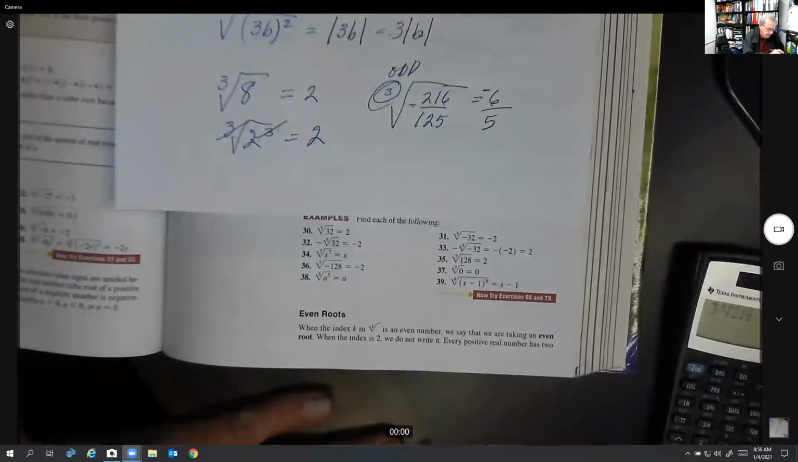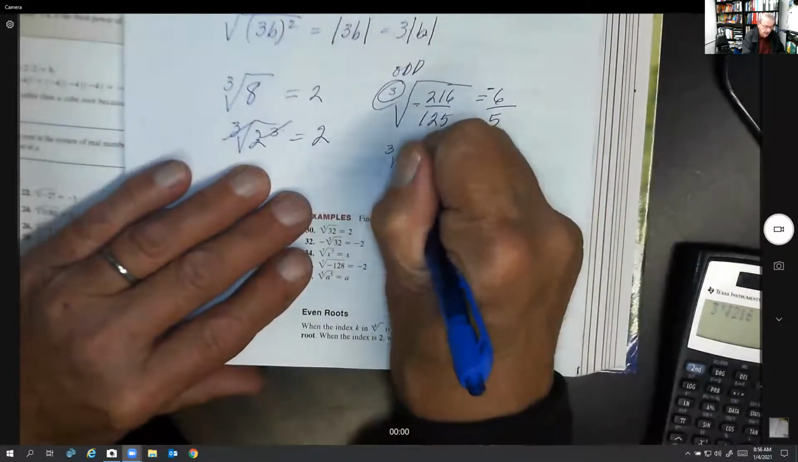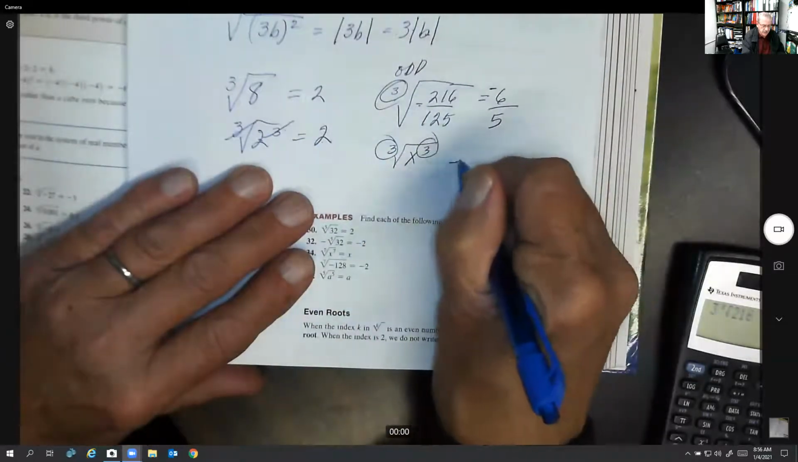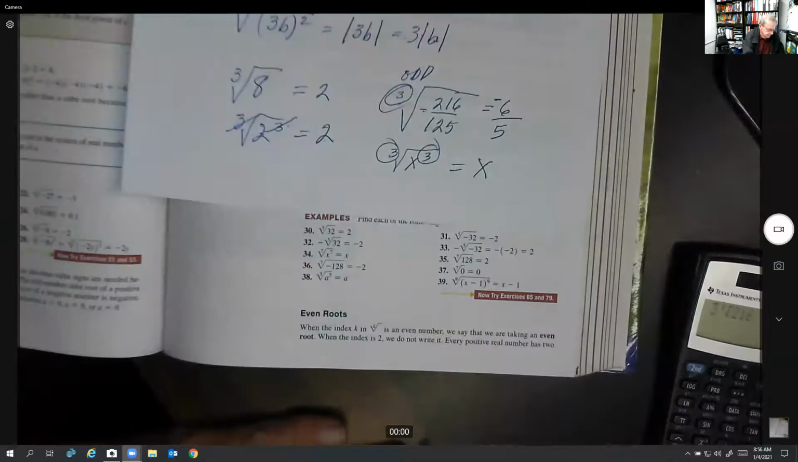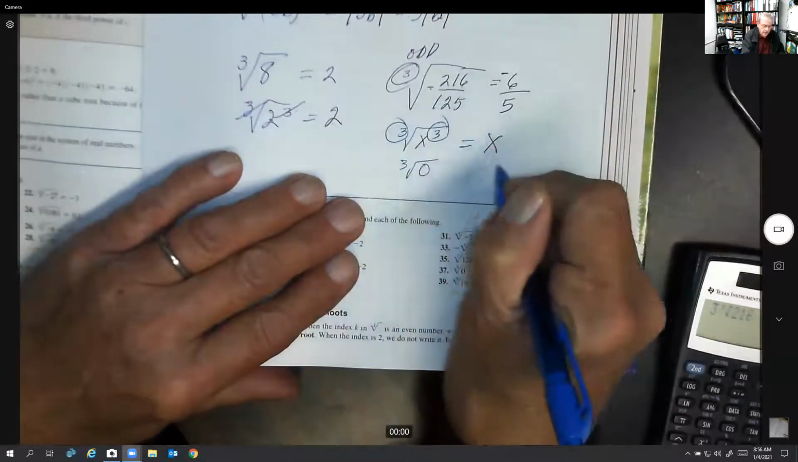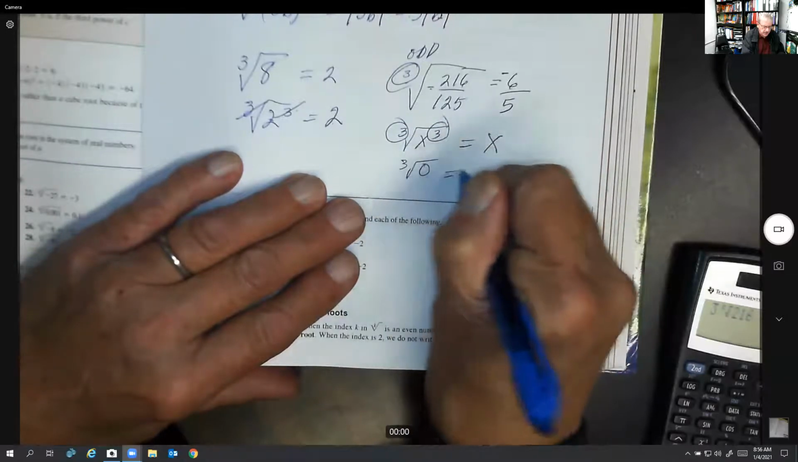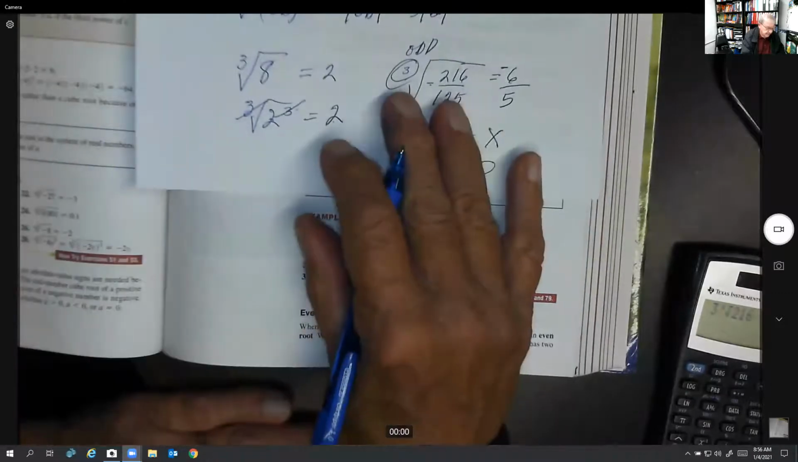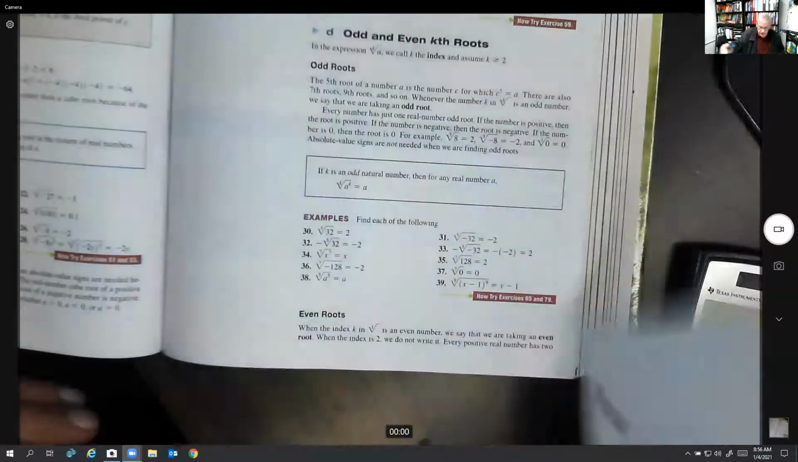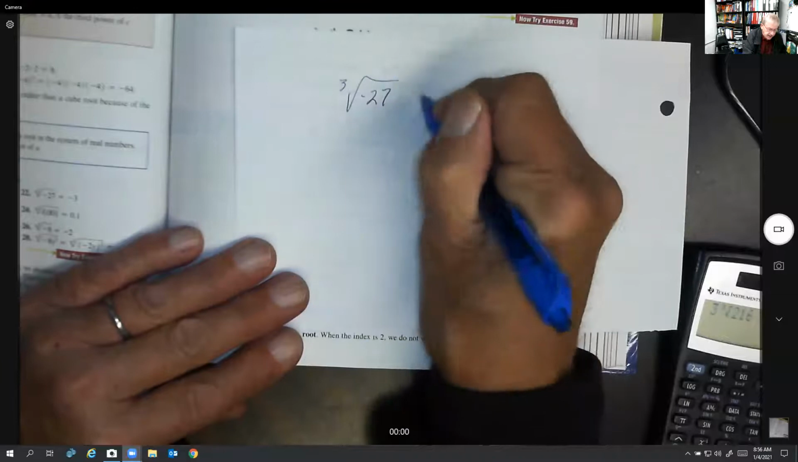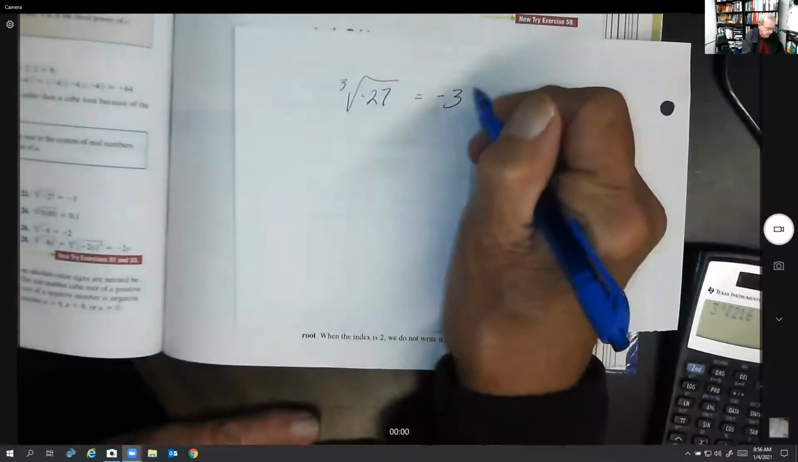Negative 6/5. Here's one, the cube root of x cubed. The 3's cancel out, and we just get x. And the cube root of 0. The cube root of 0 is the same as the square root of 0, which is the 5th root of 0, which is 0. So that's pretty easy. Let's try a few more. Cube root of negative 27. Once again, you can have a negative. That's going to come out negative 3.